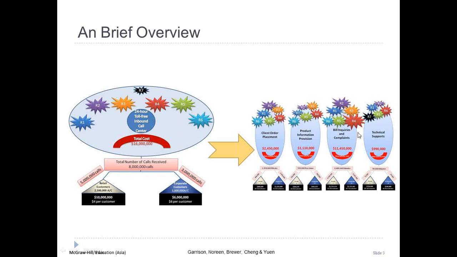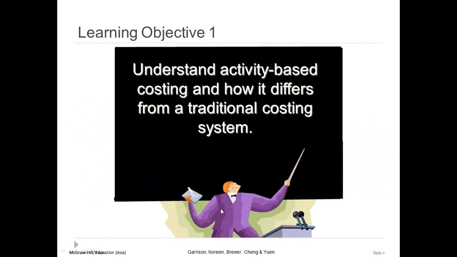Maybe the products or services have problems with them. Maybe our monthly statement of account or invoices to the customers are not clear. Therefore, they always have to telephone our call center to understand what's wrong with their bill, etc., etc. This is the type of granularity or detail of accounting information that's so important for management to make proper decisions. So let's go to learning objective number 1. Understand ABC and how it differs from a traditional costing system.